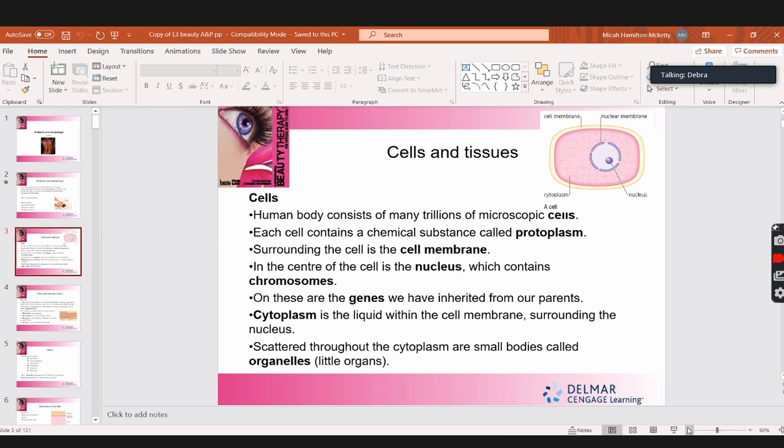So on these are genes, which I said we have inherited from our parents. Then we've got the cytoplasm. This is the liquid within the membrane surrounding the nucleus. So you can see the nucleus, yes, that's that purple bit in the middle. And then you have the cytoplasm, which is like jelly. Okay, and that surrounds and it protects the nucleus. And scattered throughout the cytoplasm are small bodies called organelles or little organs.